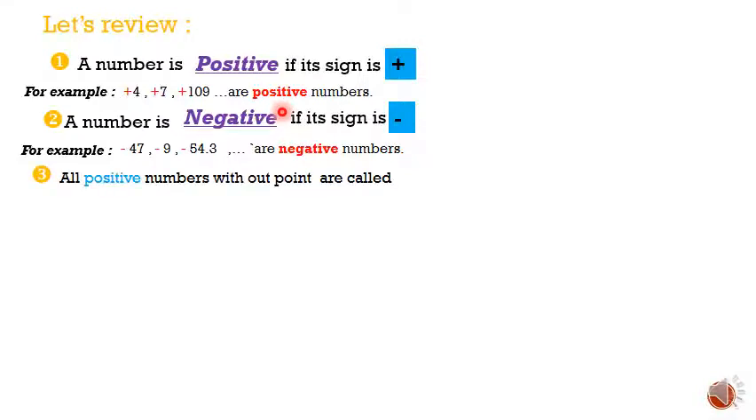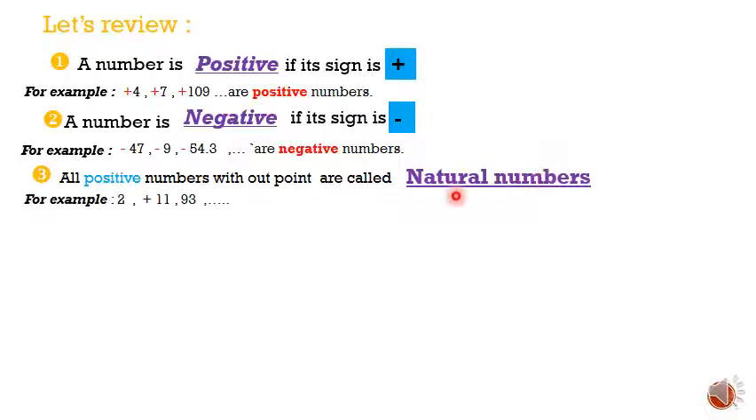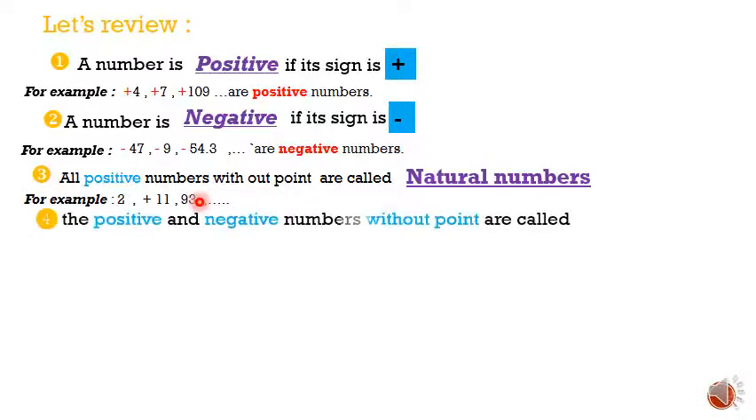3. The positive numbers alone, without decimal numbers, are called natural numbers. Natural numbers are just like the counting numbers 1, 2, 3, 4, 7, 8, 11, 93, 100 and so on. They are called natural numbers or counting numbers.